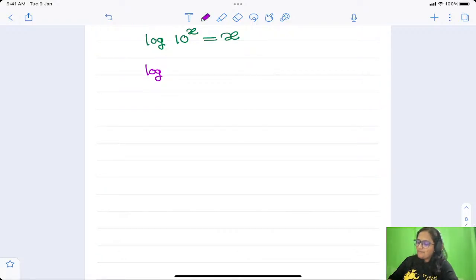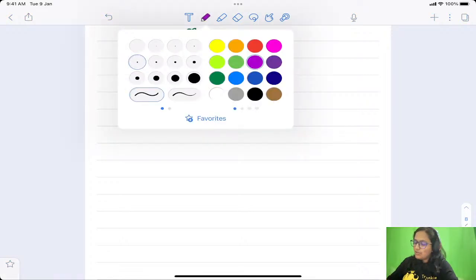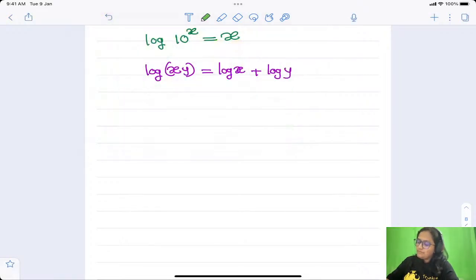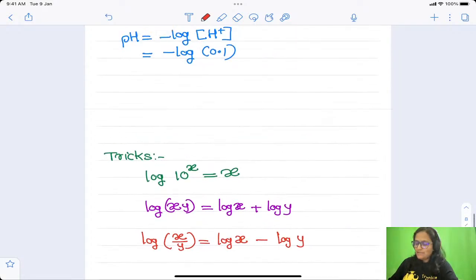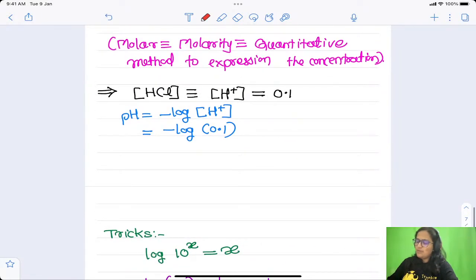Log of x into y is equal to log of x plus log of y. Okay, the next trick I am going to write down here: log of x divided by y is equal to log of x minus log of y. So these are some tricks to find out the log. Yes, you can take a screenshot of these tricks also, but later.